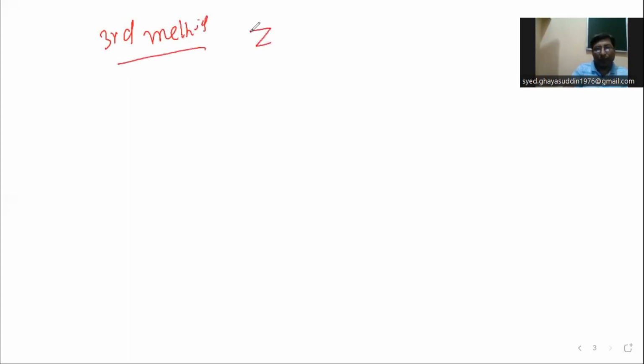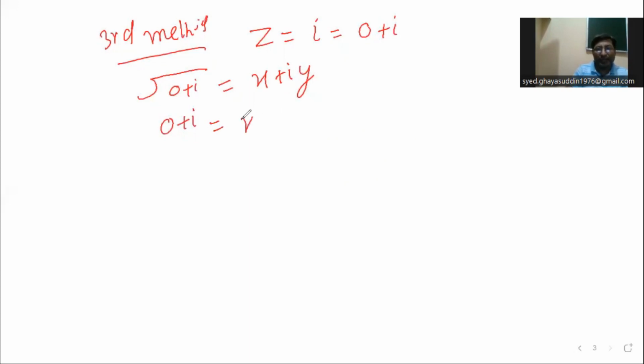So given complex number z is iota, we can write this complex number in the standard form 0 plus iota. You know, a square root of any complex number is also a complex number. So square root of 0 plus iota, suppose x plus iota y. Squaring both sides, we will get 0 plus iota equal to x plus iota y whole square.